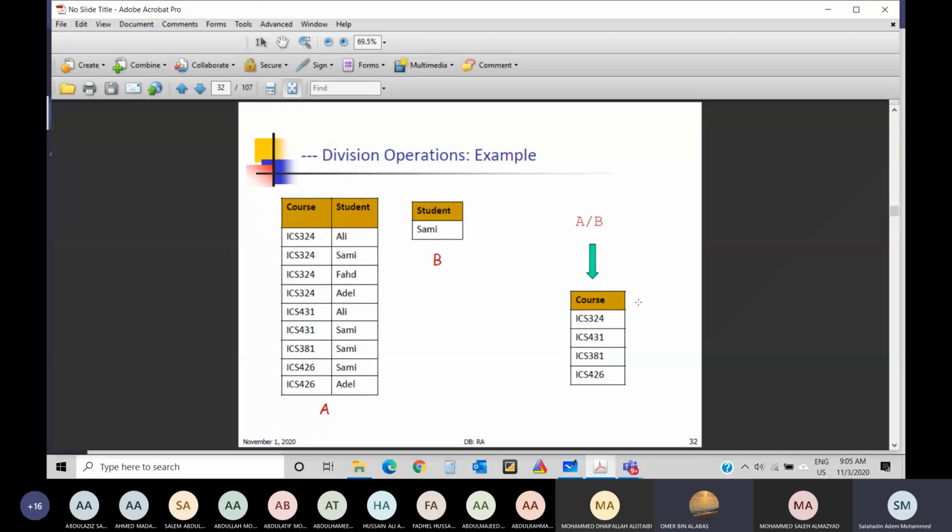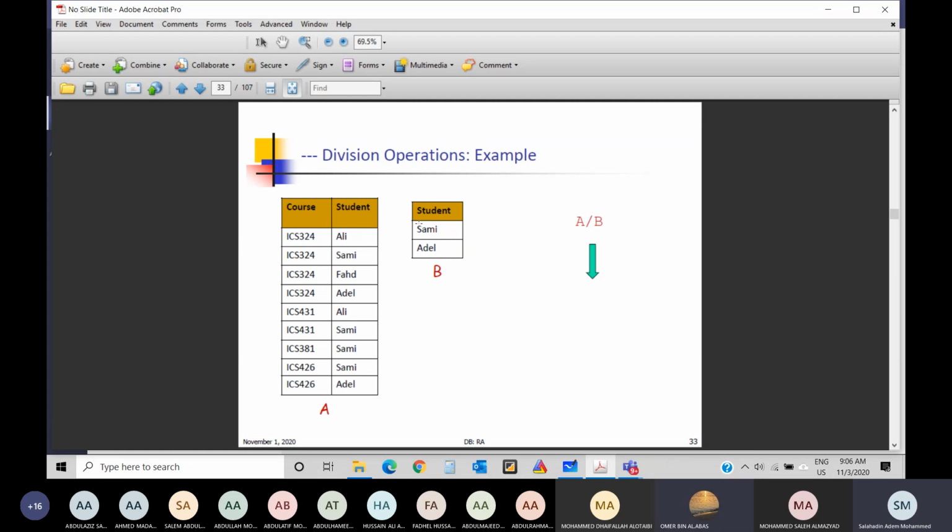Okay, another example. What is the output of this? First of all, what will be the column of the output table? Course. Very good. Why course? Because it's in A but is not in B, while the student column is in both. So the common columns will not appear in the output.